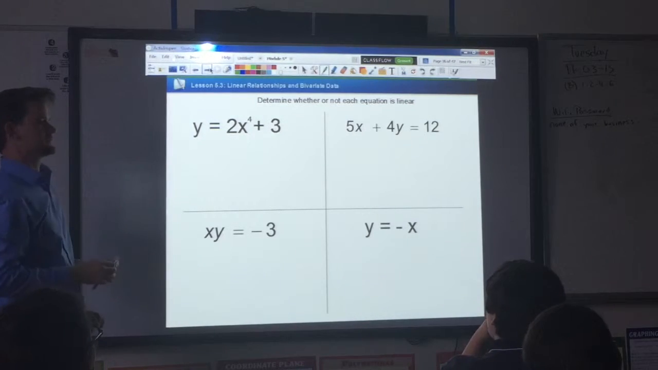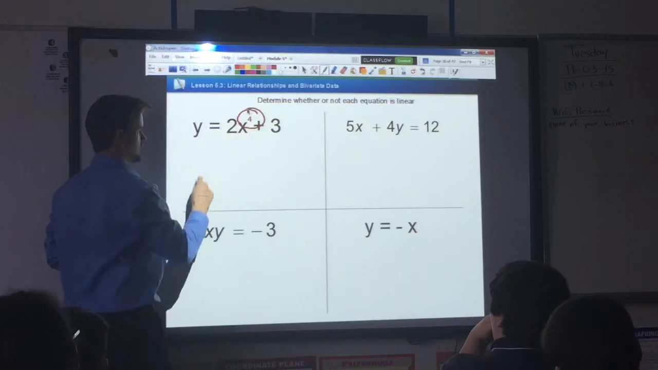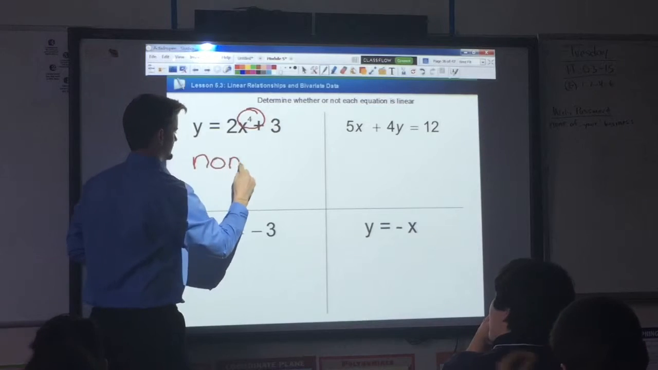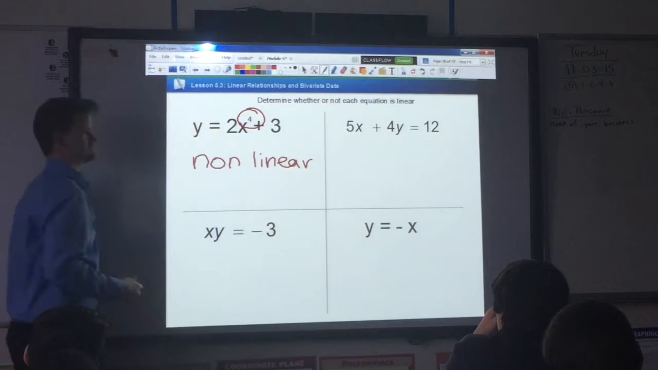Nonlinear. Why? Because it has an exponent that is greater than 1. Therefore, this is non-linear. Okay. Good.